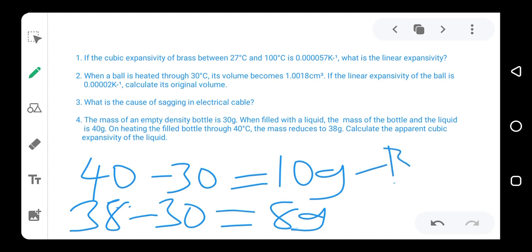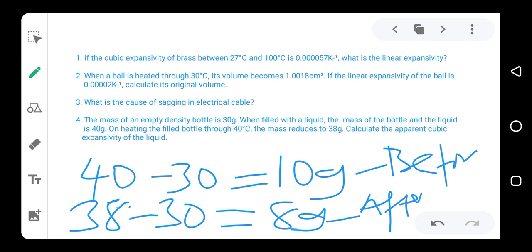This is before heating, and this is after heating. The mass before heating is the mass of the bottle plus the mass of the liquid, minus the mass of the object, that is the bottle. That gives us 10 gram. And the mass after heating is the mass of the bottle plus the mass of the liquid minus the mass of the bottle, and that is 38 minus 30, which gives us 8 gram.